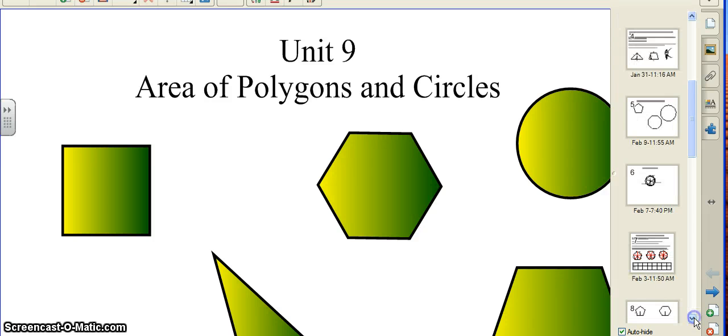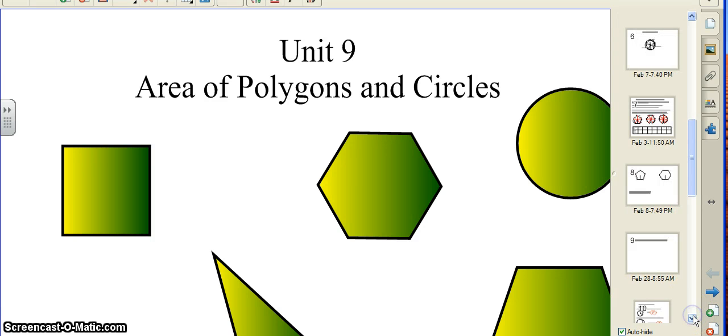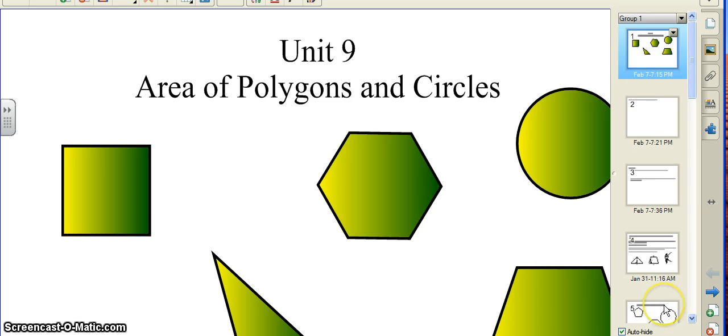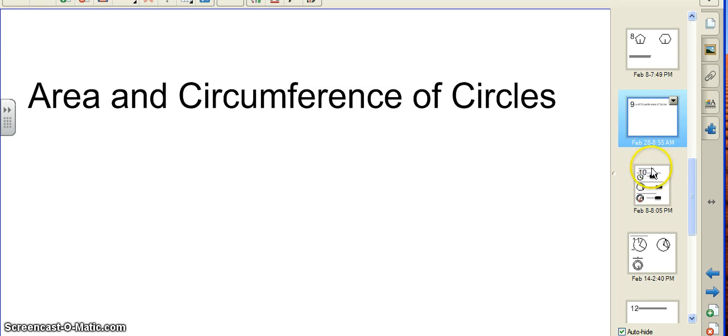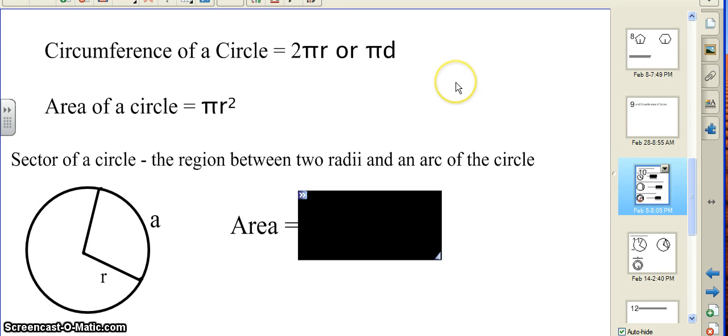All right, on today's notes, we're going to look at area and circumference of circles and of parts of circles. So at first here, we're going to just talk quickly about the formulas, and these are on your formula chart, so you don't have to necessarily memorize these. Your circumference of a circle is 2 pi r, or pi times diameter. The area of your circle is pi r squared.